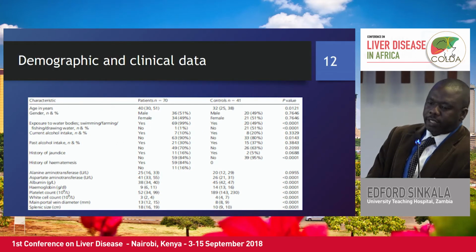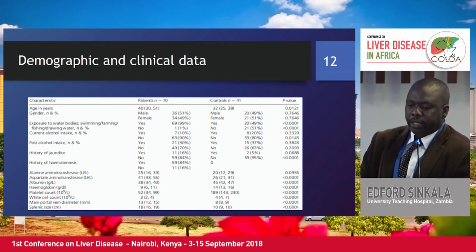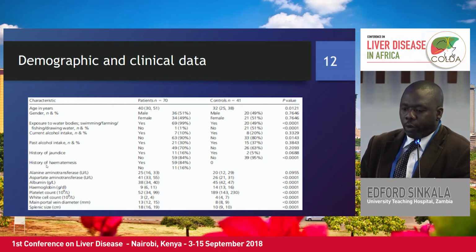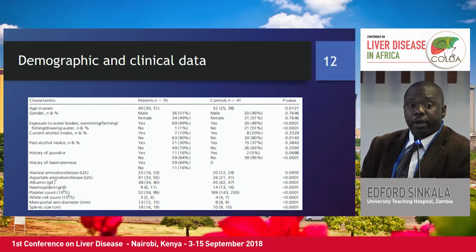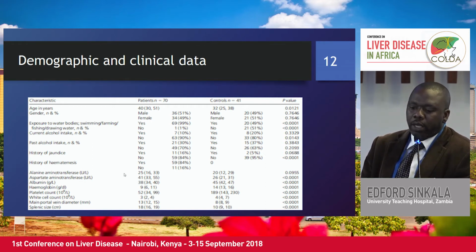This is just the demographic baseline clinical data. I just want to point out that most of the parameters were raised in cases as compared to controls. But ALT, if you look at that, there was no difference between the cases and the controls, which just confirms that in most cases of cysto, the liver function is actually normal.